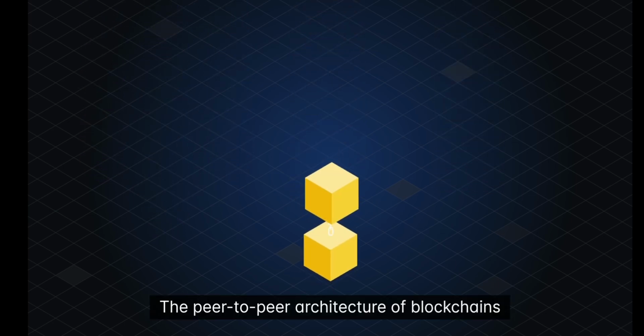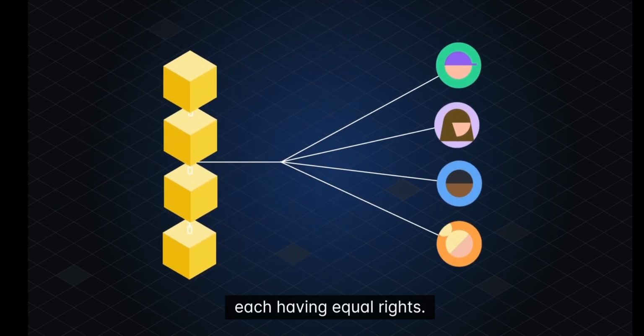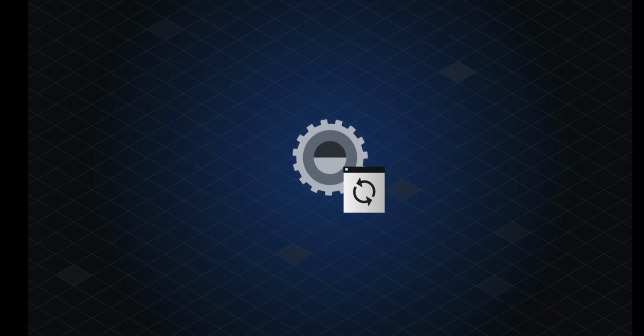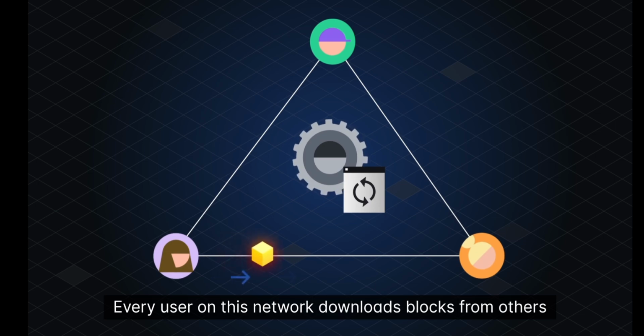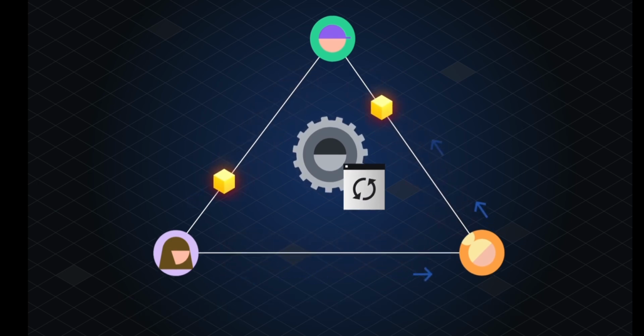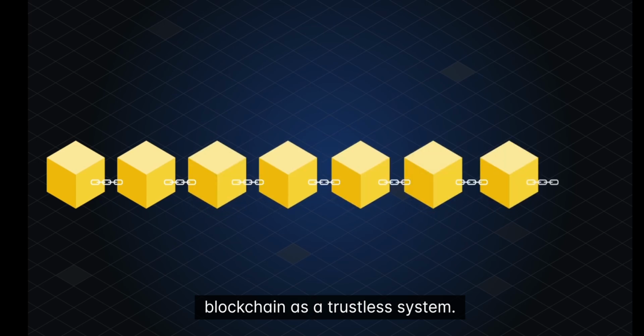The peer-to-peer architecture of blockchains is made of a distributed network of users, each having equal rights. Updates don't need to go through a central coordinator. Every user on this network downloads blocks from others in order to create their own copy of the database. For all these reasons, we may describe blockchain as a trustless system.